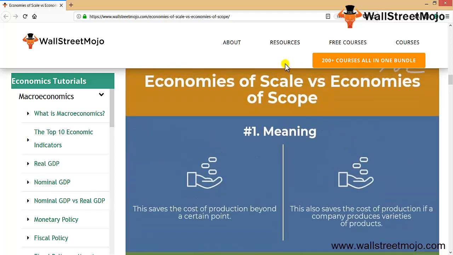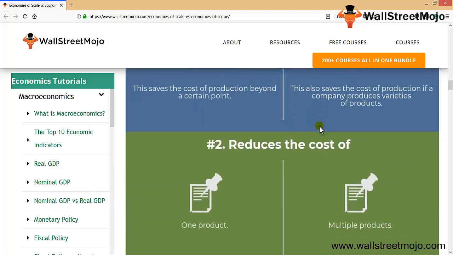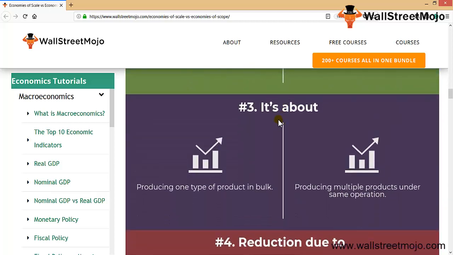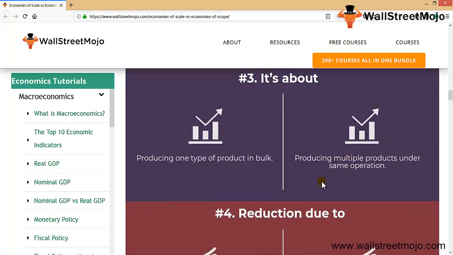As the name itself suggests, this is scaling and this is scope. Third, what is this all about? If we talk about scale, it is producing one type of product in bulk, but in this case, producing multiple products under the same operation. So there are multiple products but operating under one single window.